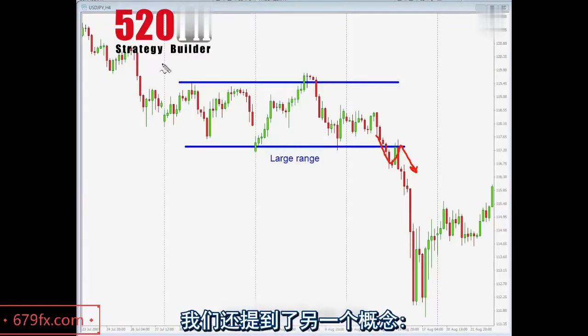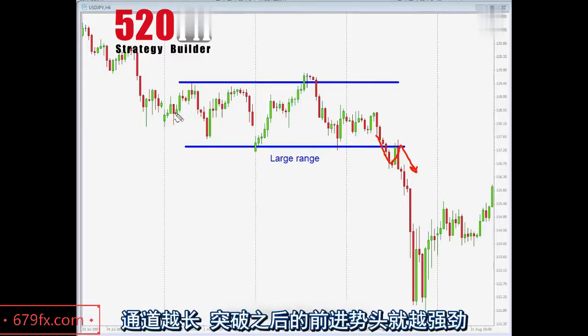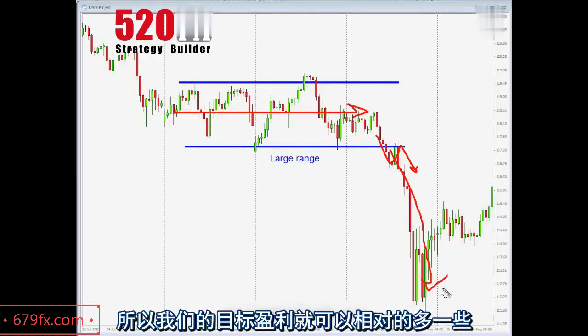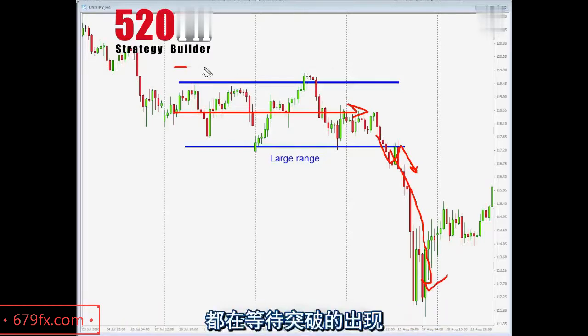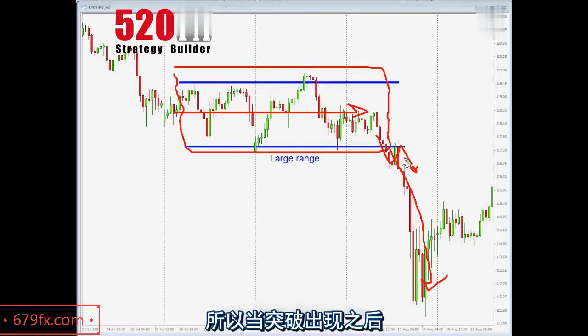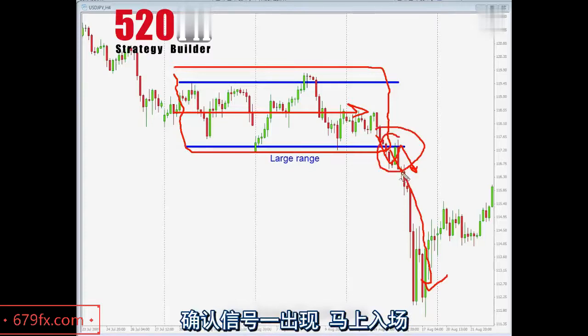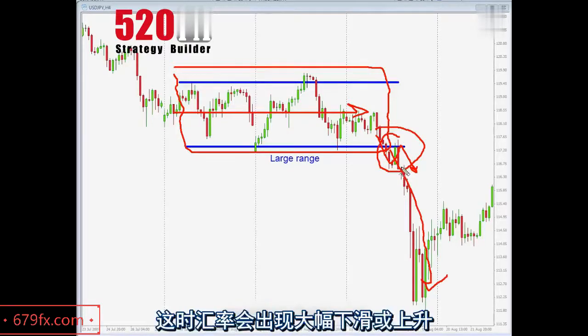Also, another concept we've talked about in this video is that the longer the range is, the longer the move up on the breakout will be, so you will be able to expect larger profits, since most of the people waiting for this breakout to happen create some sort of market euphoria. Once the breakout happens, everyone gets excited, everyone gets their positions ready, and upon confirmation they enter the market, and price moves very quickly in one direction.